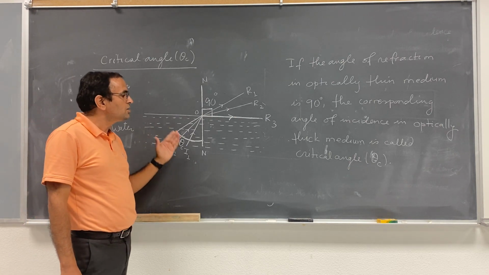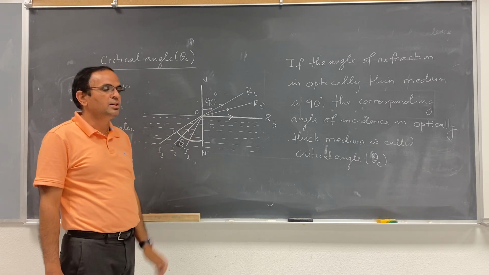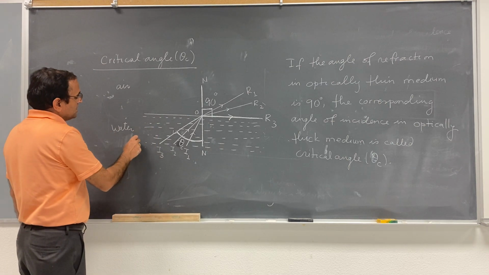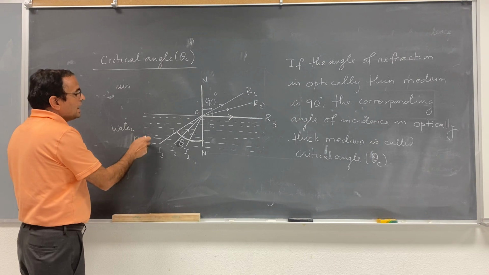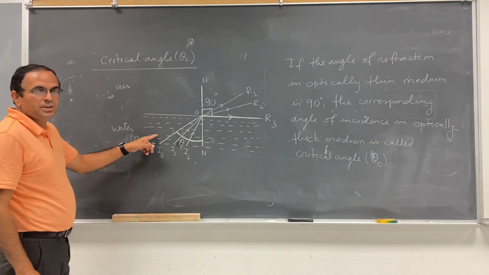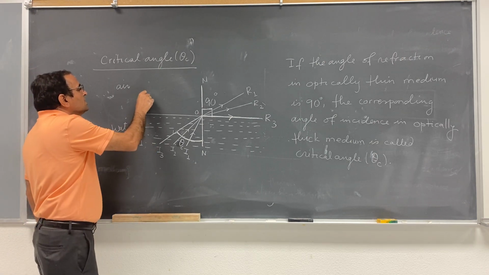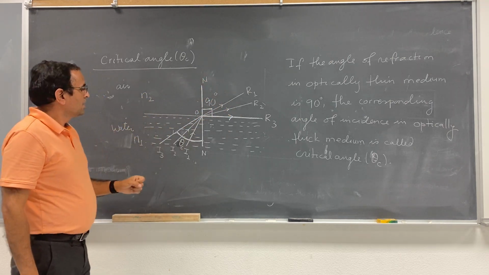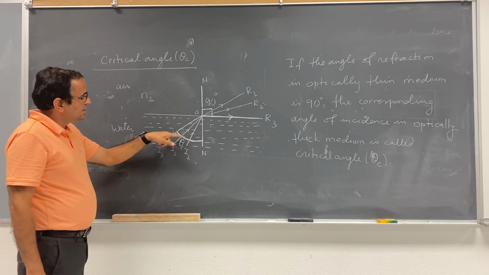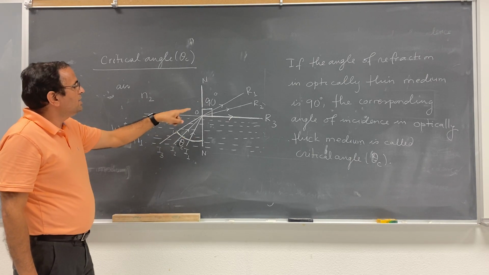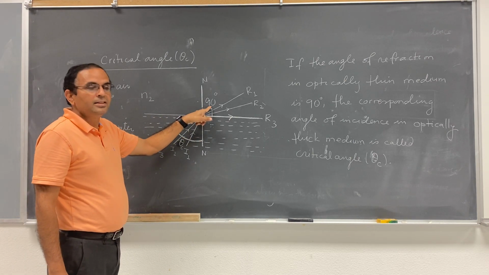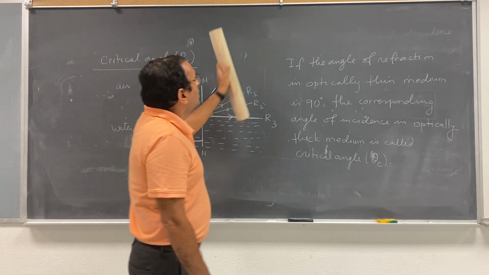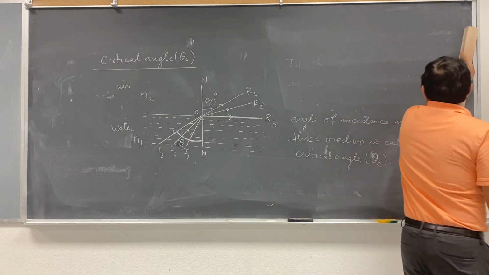That means the ray must travel from thick medium to thin medium. Let us consider the optically thick medium's index of refraction is N1, and N2 is the index of refraction of the optically thin medium. Here the angle of incidence is theta c, and the angle of refraction is 90 degrees. Now if you apply Snell's law, what is Snell's law?